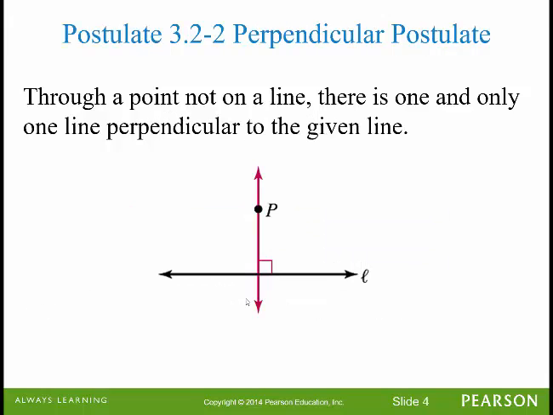Similarly, the perpendicular postulate: through a point not on a line, like that point P, there is one and only one line perpendicular to a given line. So what we're saying here is if I have this point P and this line L, there's only one line that goes through P that is perpendicular to line L. All right, remember perpendicular means that where the lines intersect, they form a 90-degree angle.